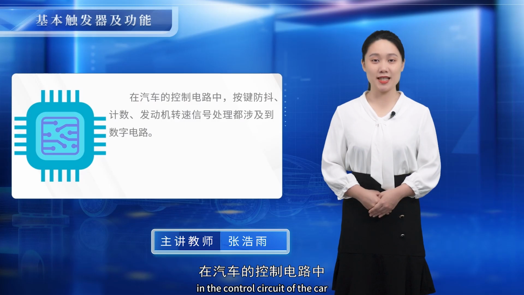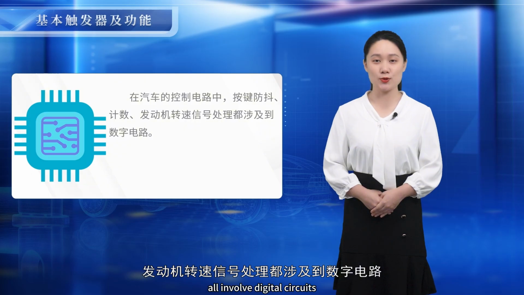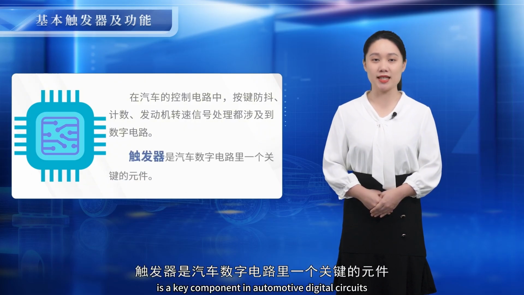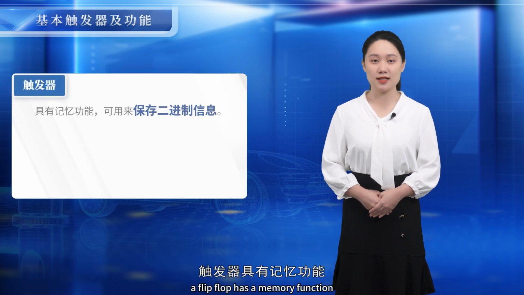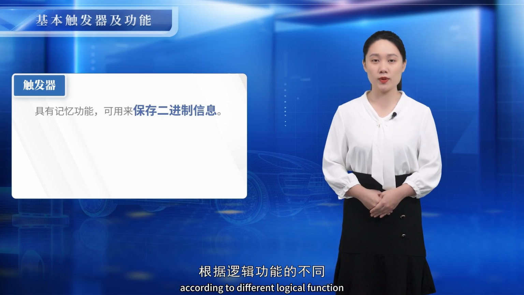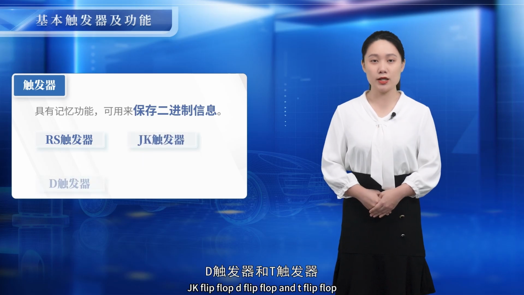In the control circuit of the car, key anti-shake technology, and engine speed signal processing all involve digital circuits. Flip-flop is a key component in automotive digital circuits. A flip-flop has a memory function which can be used to store binary information according to different logical functions. Flip-flops can be divided into RS flip-flop, JK flip-flop, D flip-flop, and T flip-flop.